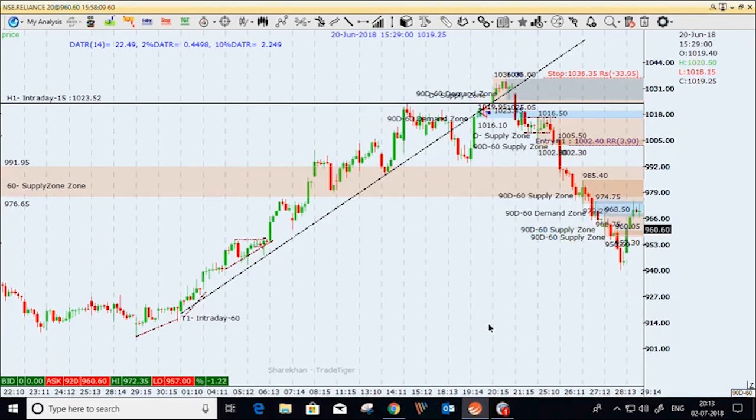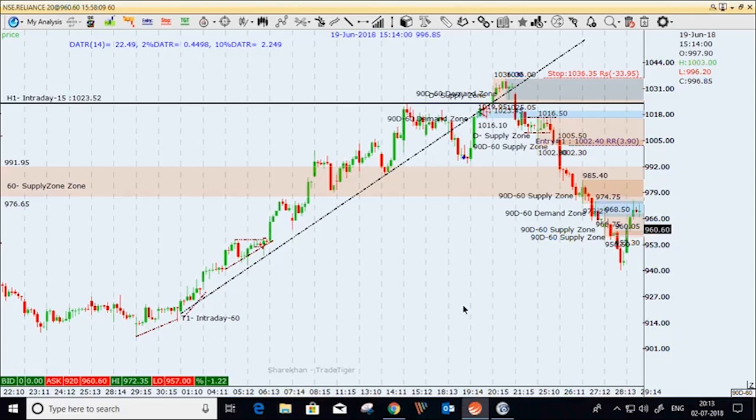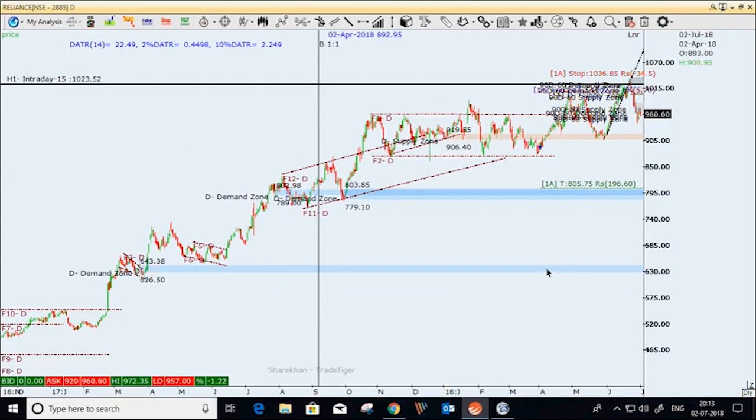Okay? So you need to understand authentic and reactions very, very clearly. It's all reactionary zone. The authentic zone is here which got engulfed, and the price created a reverse zone at the top.